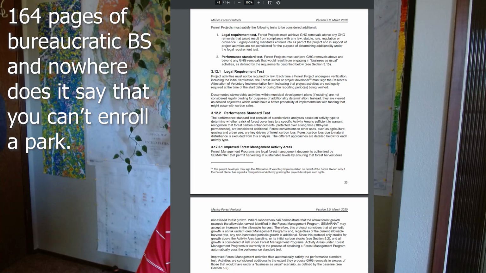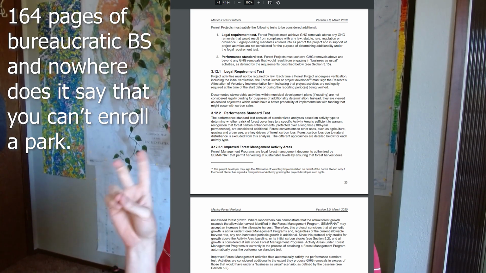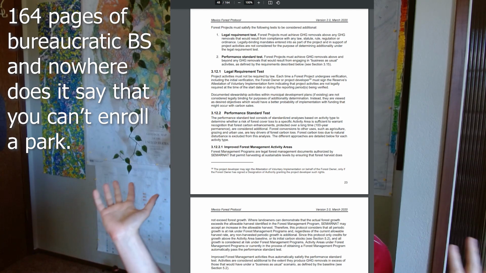So how does this protocol actually manage additionality? Well, it basically tries to break it down into two components. The first is a legal component. So what areas were mandated by law to basically be conserved? And then the second component is like a performance standard, which basically boils down to were they allowed to cut these trees? Under the current Mexican forest management criteria, could these trees have been cut down? Which sounds a lot like the first standard to me.